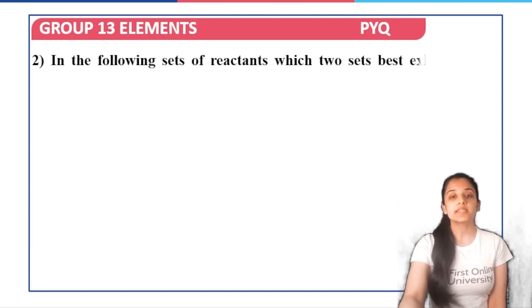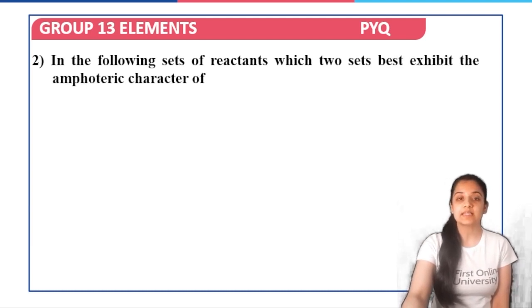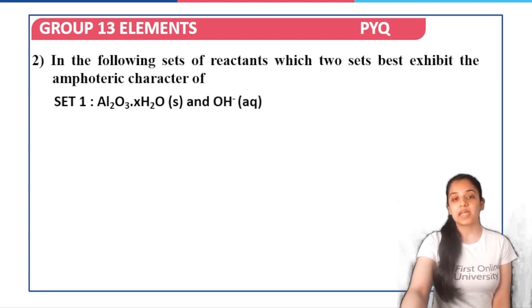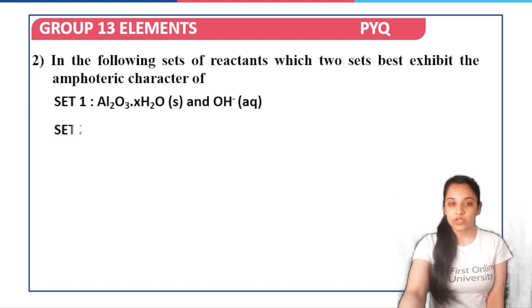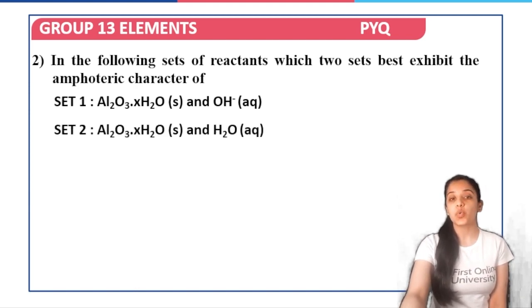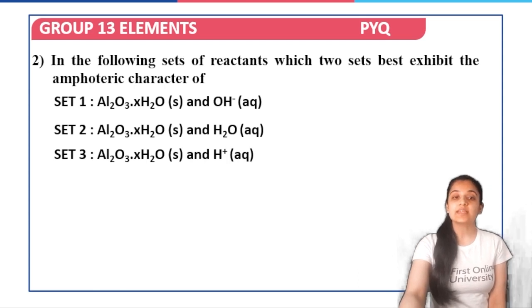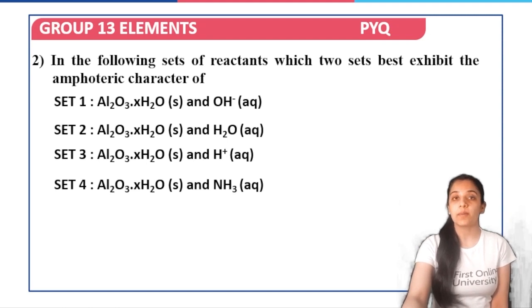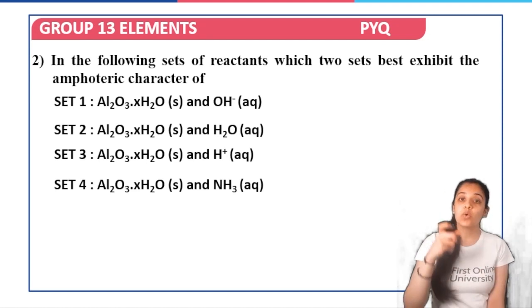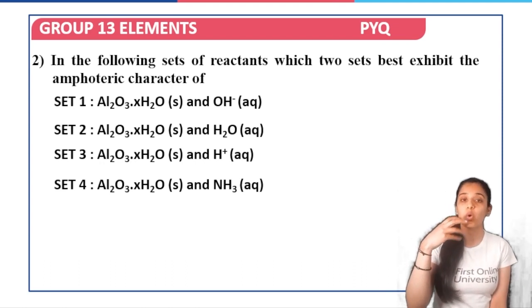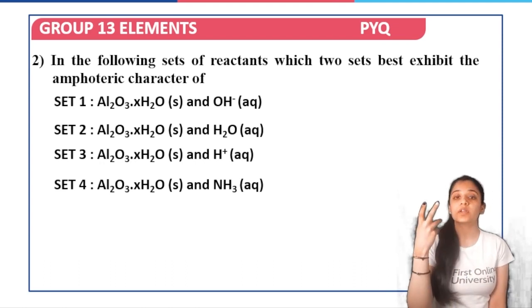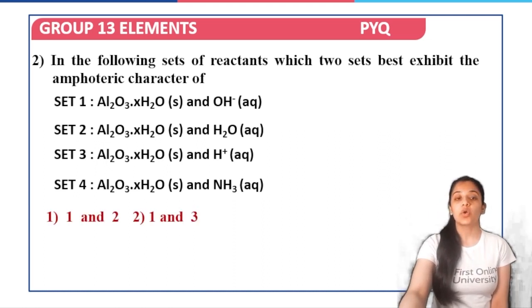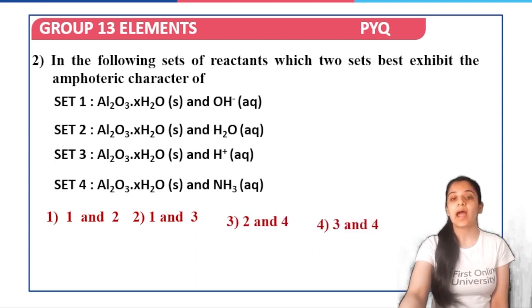Next question is, in the following sets of reactants, which two sets best exhibit the amphoteric character? So set 1 is Al2O3.XH2O and OH minus. Set 2 is Al2O3.XH2O and H2O. Then set 3 is Al2O3.XH2O and H plus, and set 4 is Al2O3.XH2O and ammonia. You have to tell which of these sets of reactants best exhibits the amphoteric character. Okay, your options are 1 and 2, 1 and 3, 2 and 4, and 3 and 4.